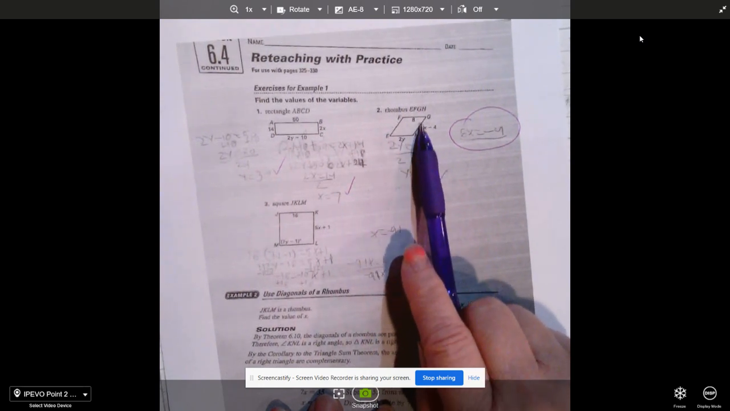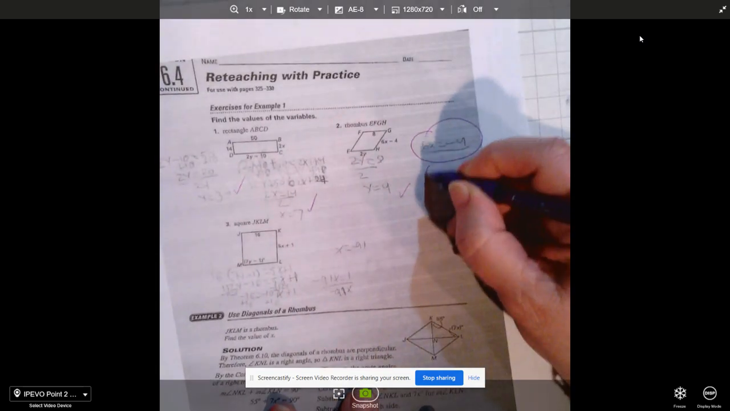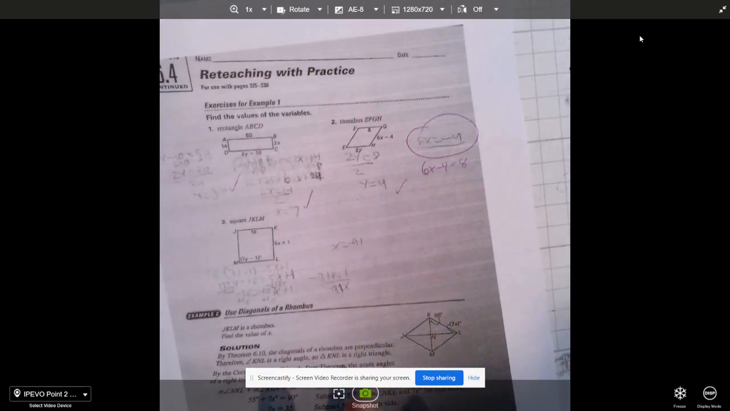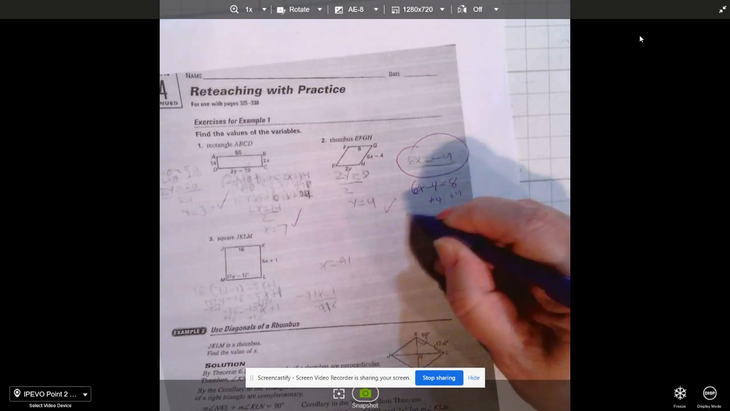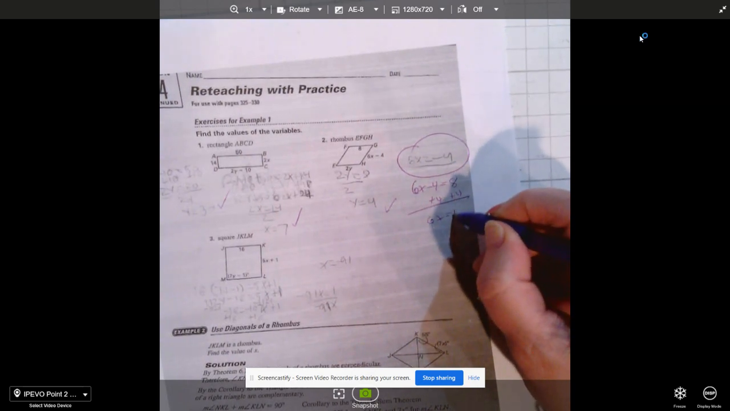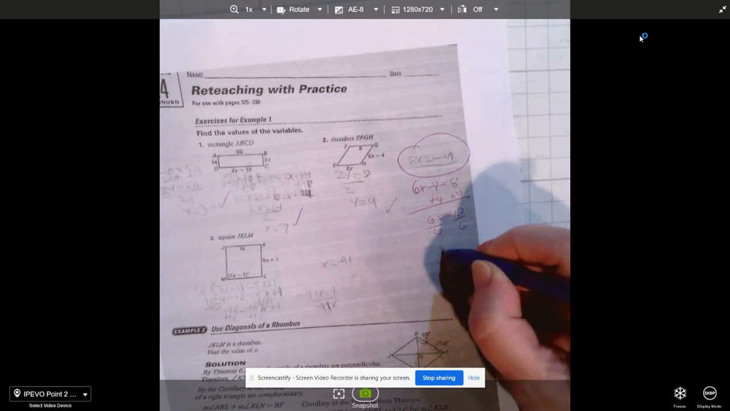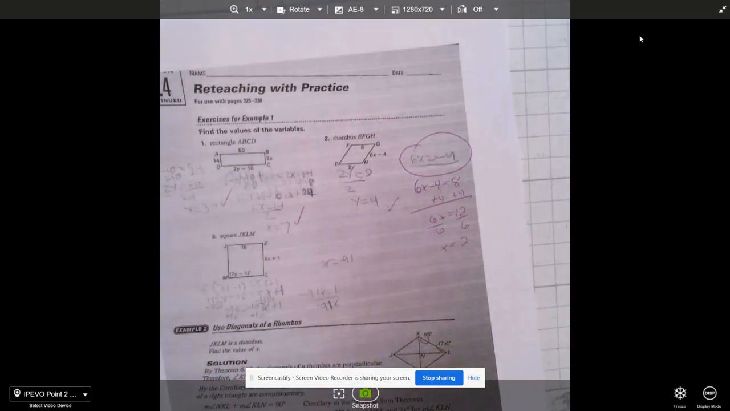So, over here, when it asked you to solve for x, you should have said here 6x minus 4 equals 8. And then you could have solved that equation, right? Add 4 to both sides. You get 6x equals 12. Divide through by 6. And you know x equals 2. So remember, if it's a rhombus, all the sides are going to be congruent, similar to a square.